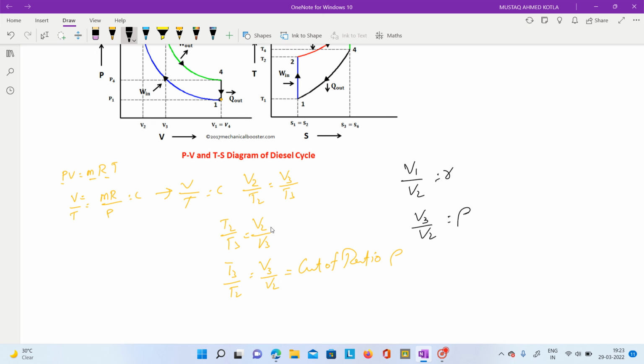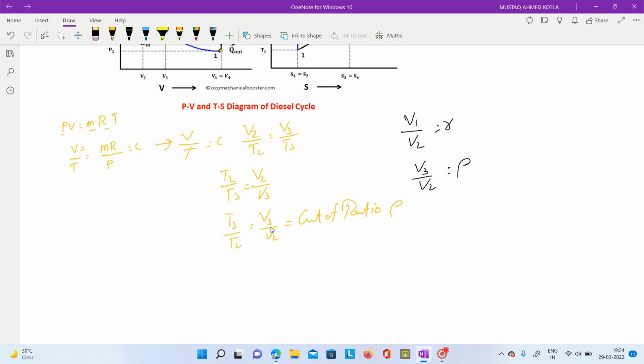You may ask me, in the Otto cycle we haven't used V3 by V2. Why? Because in the Otto cycle V2 equals V3, right? Then V3 by V2 equals rho. If we substitute V2 equal to V3, they will cancel and the cutoff ratio rho will be equal to 1. What can we find with that? Nothing. In the diesel cycle, if we don't know any one value, we can substitute and find it, right?